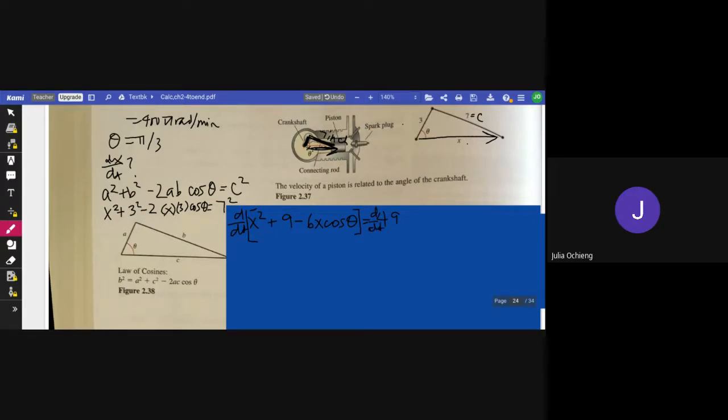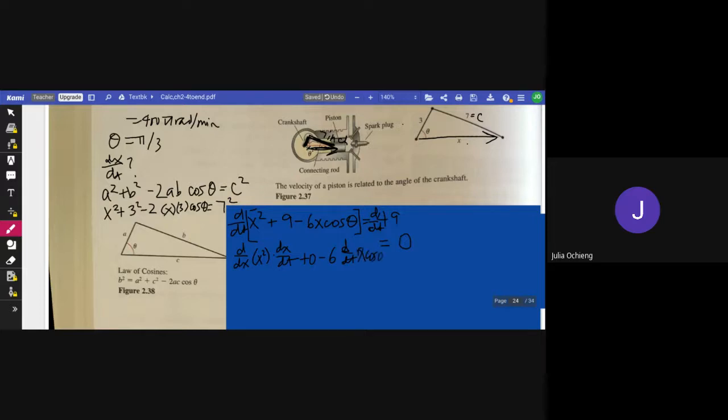The derivative, I'm going to do the 49 because that's nice and easy. The derivative of any number is always 0, so we can get rid of that. This, we're going to have to use a chain rule, so d over dx of x squared times dx over dt. This is going to disappear, because the derivative of any number is just 0, so that's just going to be plus 0, minus 6 times the derivative of x cosine theta.